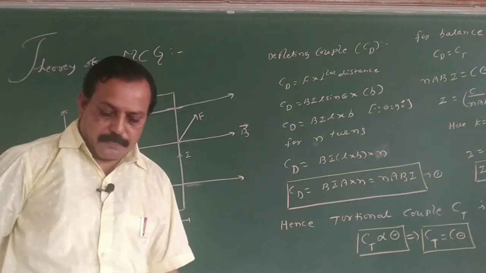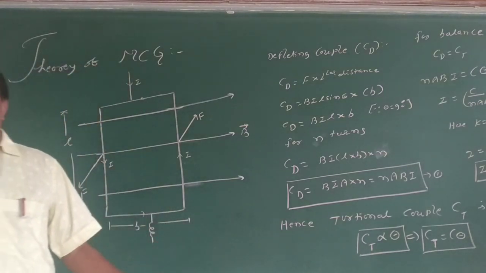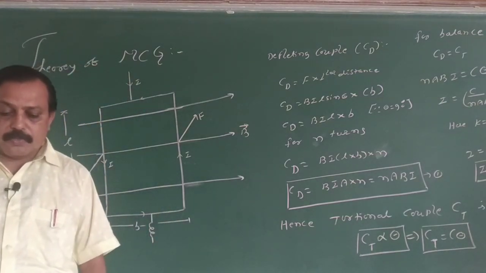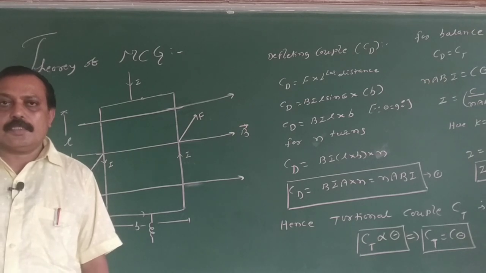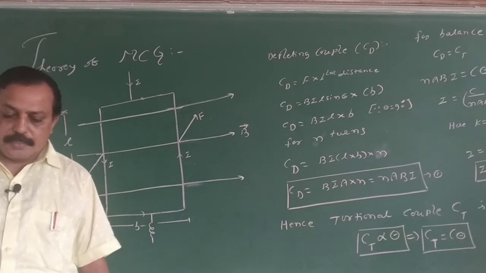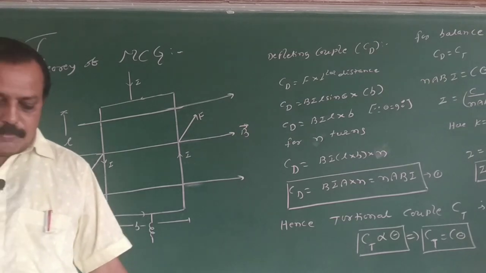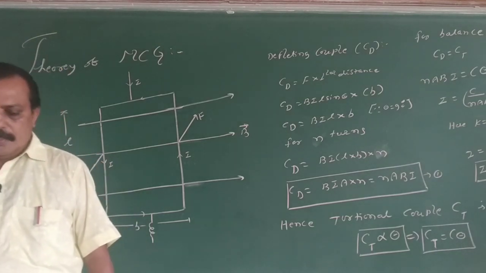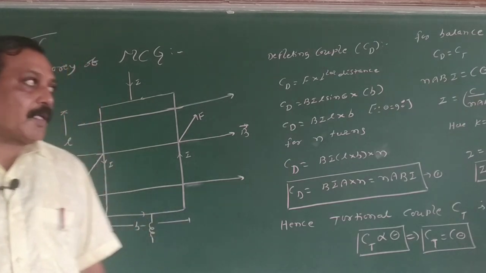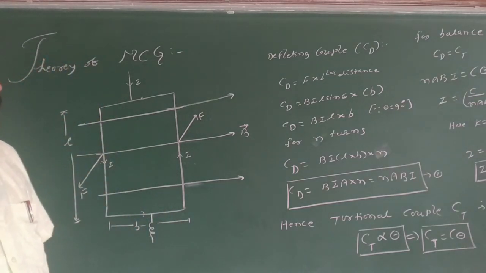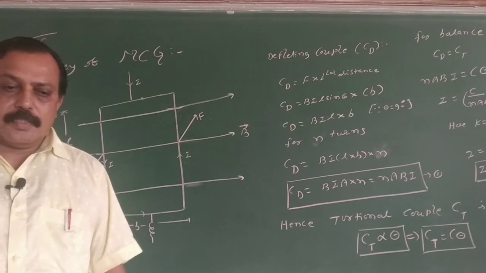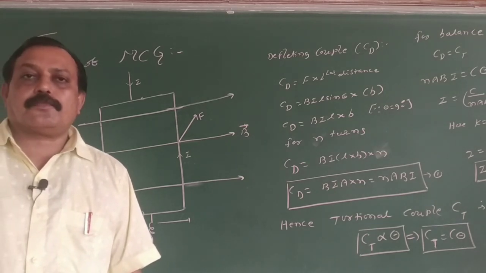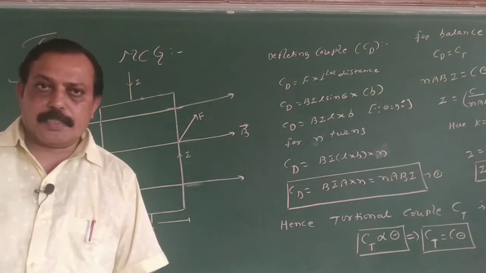So in the next class we come across the drawbacks of the moving coil galvanometer, then how to rectify them. What is that? Your laboratory galvanometer. Next class we come across the drawbacks, then how to overcome them in the moving coil galvanometer by using your laboratory galvanometer. Is it clear? Yes. Okay, let me continue in the next class.